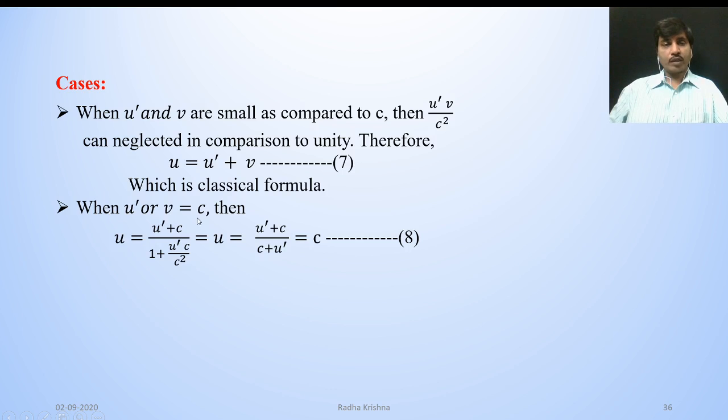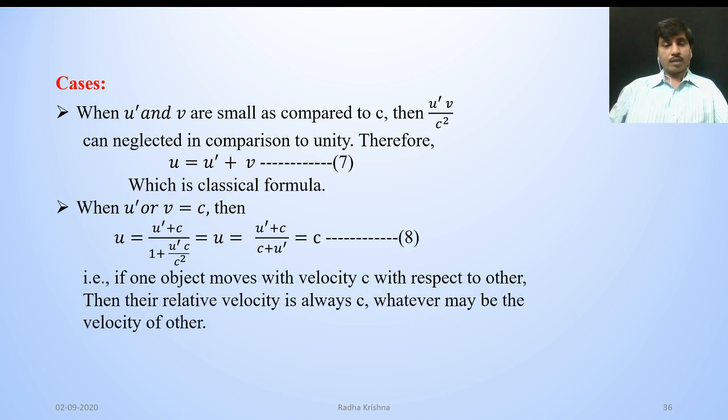Case 2. When u dash or v is equal to c, then u is equal to u dash plus c by 1 plus u dash c by c square. That is equal to u dash plus c by c plus u dash, which is equal to c. That means u is equal to c. That means if the velocity of the second frame of reference S dash, or the speed of the body with respect to frame S dash, is equal to the velocity of light, then their relative velocity is also equal to the velocity of light. This is according to the second postulate of the special theory of relativity.